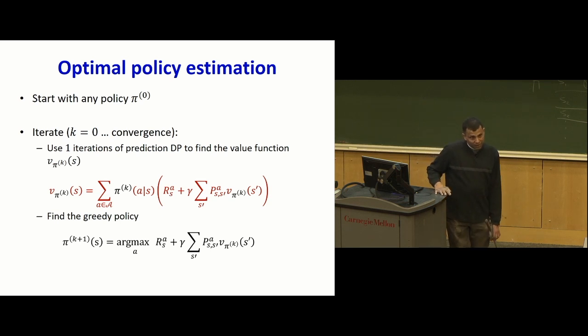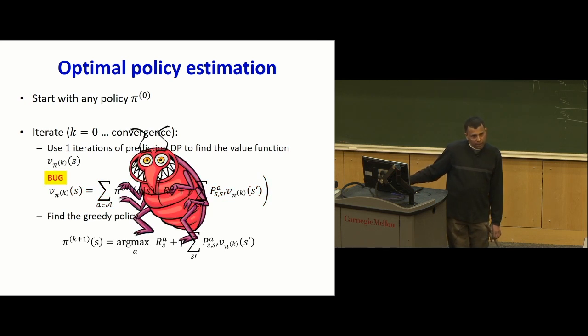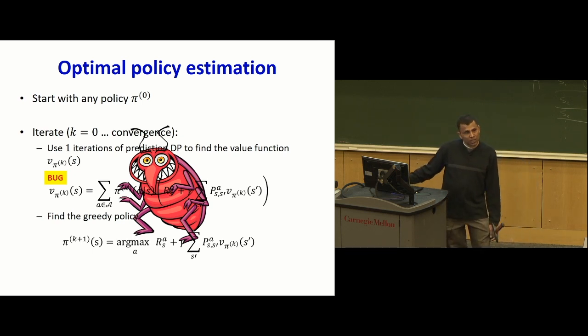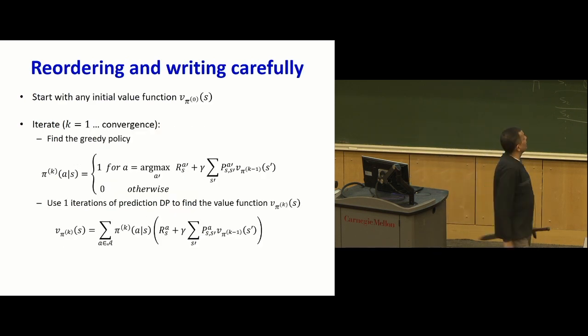next step, right? And so, well, this is really a bit of a bug. This is not exactly how you do it. You can't start with a random policy. What you would really do is to change the order in which you're computing things. So here's what I will really do.